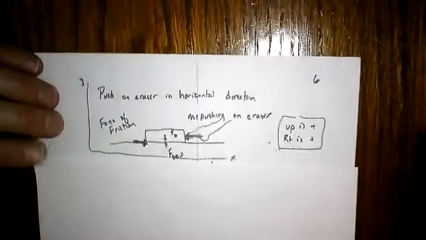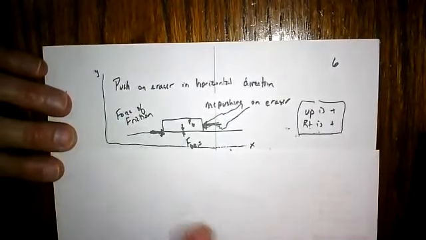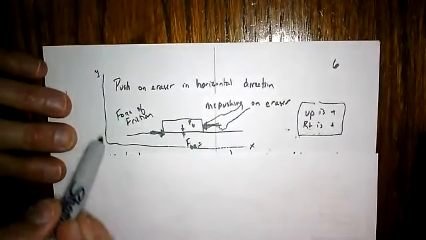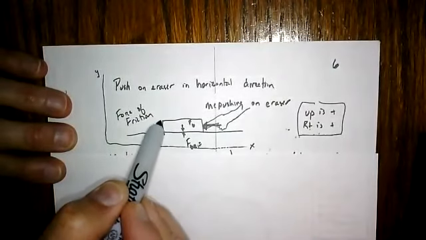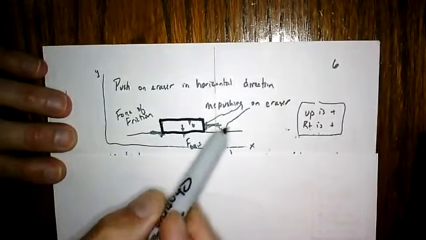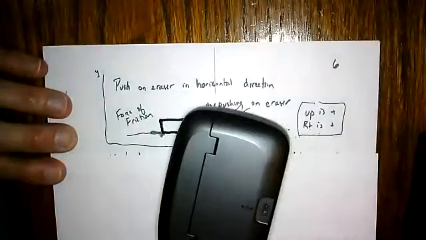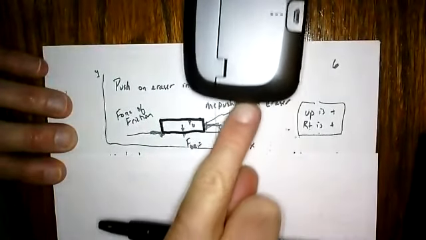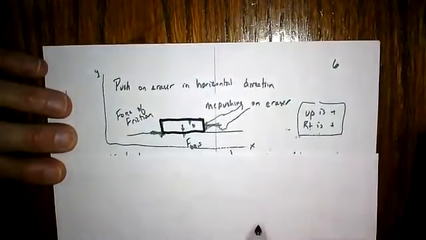So here, what I've tried to draw, this isn't very good, is I've got my reference frame, X and Y. That's my global reference frame. I've got my eraser, my box, whatever. And now this is supposed to be a hand pushing on the box. So like this. Okay, that's what it's supposed to be, that's my bad drawing.